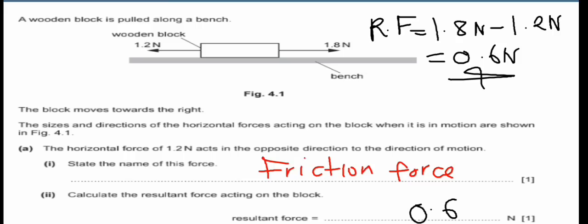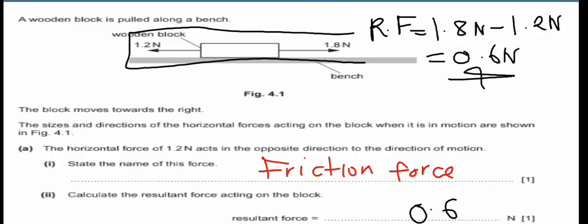Question B reads, the wooden block has a mass of 2.0 kgs. Then as for Roman numeral number 1, it is saying, state the equation linking mass, force and acceleration. Here they are talking about Newton's second law of motion. As you can see from this diagram here, we have two forces which are unbalanced. They are not balanced, but they are unbalanced. So when you talk of Newton's second law of motion, it says that unbalanced forces acting on an object produce an acceleration in the direction of the force.